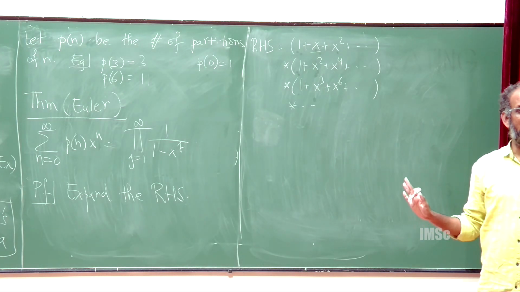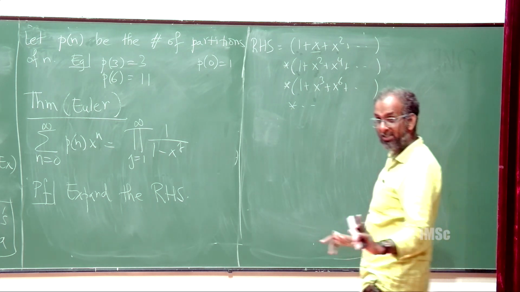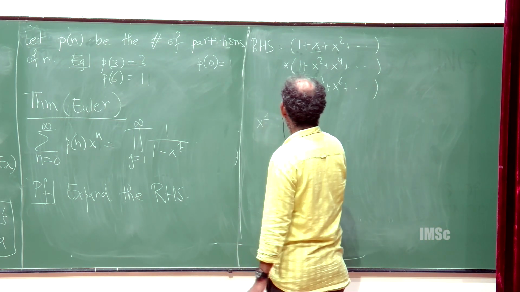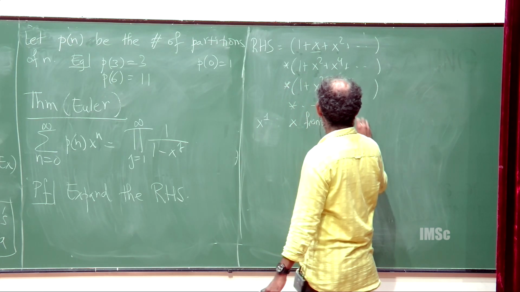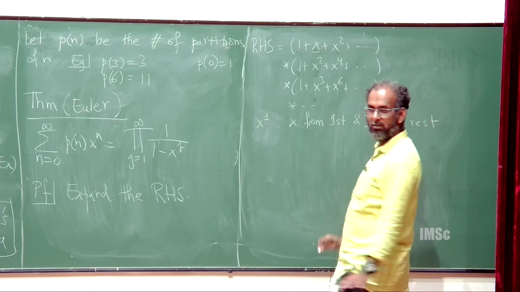And how many partitions are there of 1? Only one. Not a coincidence. Okay. Now let's look at x squared. Maybe I'll write something. x to the 1: x from first, and 1 from rest. Okay? This is the only way.